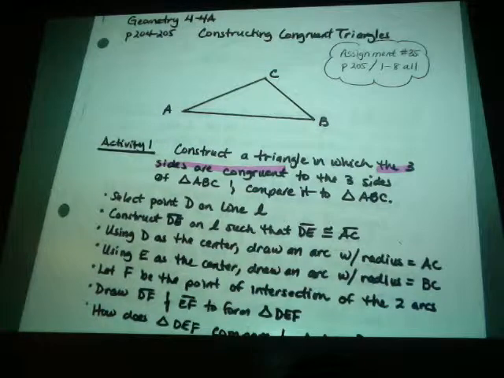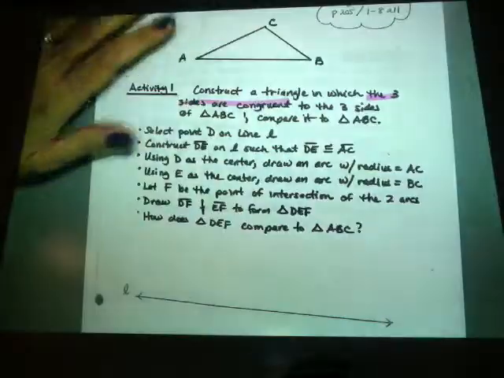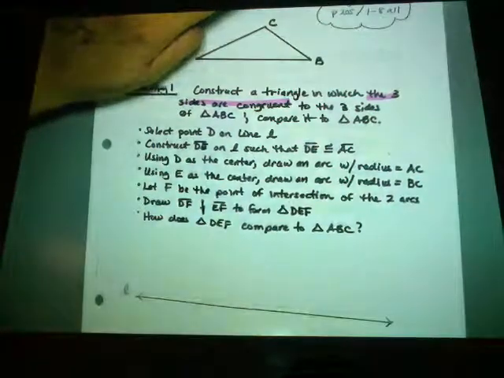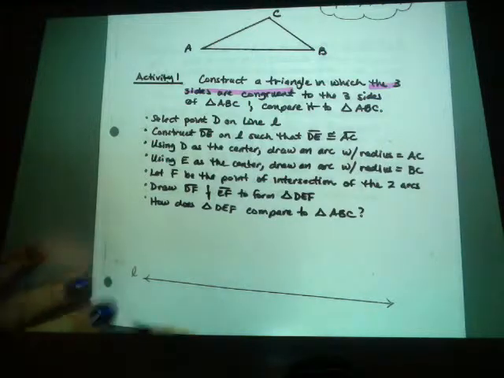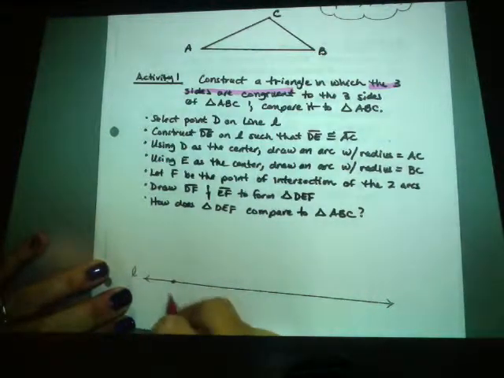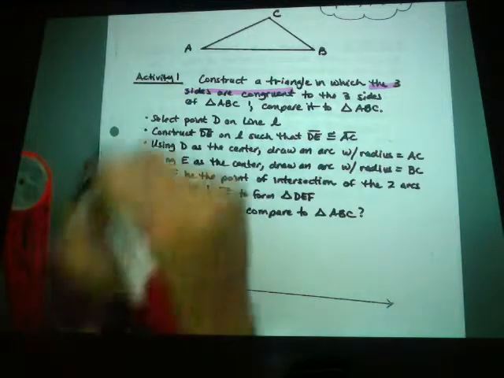So very first thing says, select point D on line L. So we're going to go all the way down, so we have to move this up. All right, so we're going to select, you just put point D somewhere on the left of line L. So check this off, we did this.